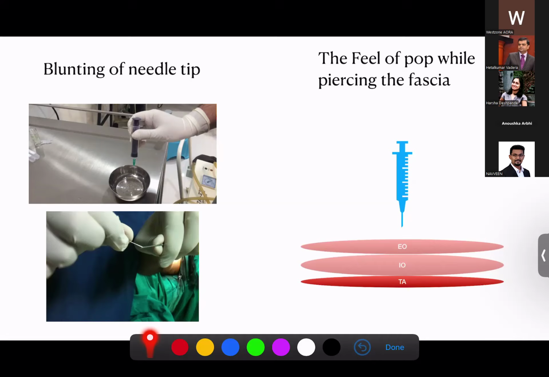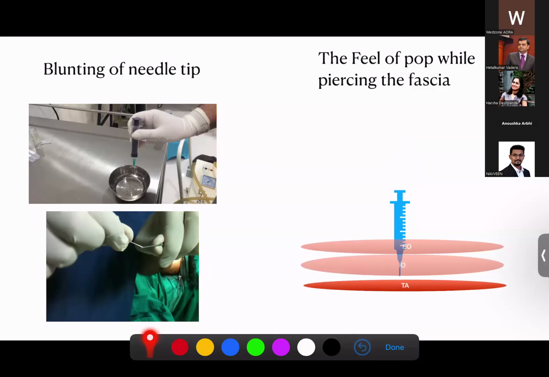Now in LOR TAB block, after we insert the needle, we will first feel the resistance or the bounce of the external oblique fascia. Then after piercing or popping that, we will feel the second resistance. And after popping the second resistance, that would be our area of interest between the internal oblique and the transversus abdominis. And we will deposit the local anesthetic in that region.